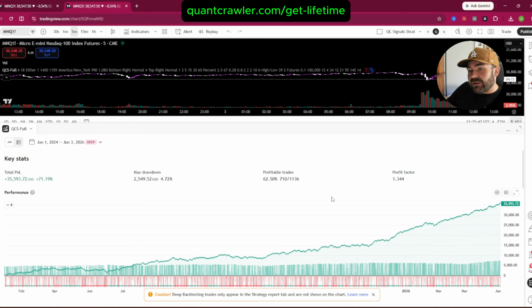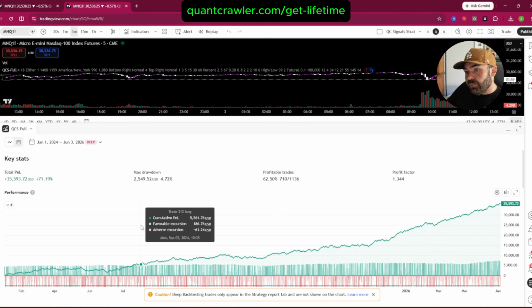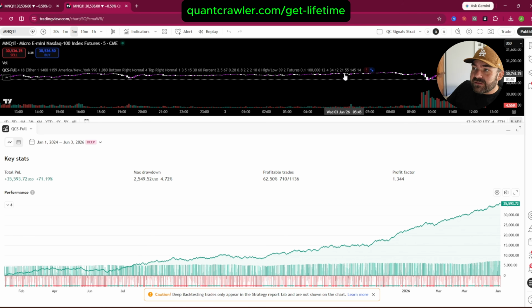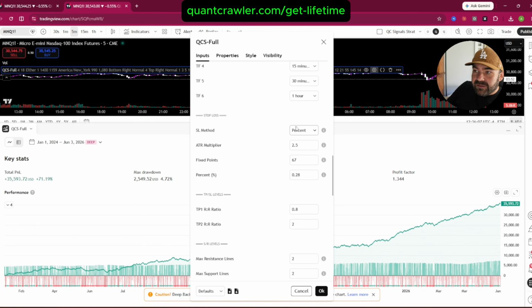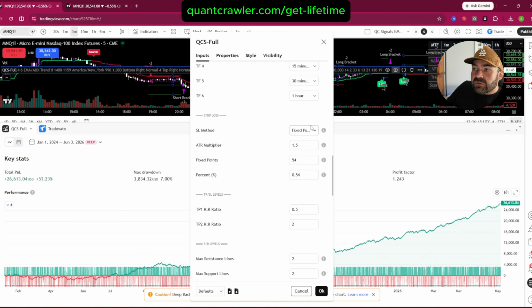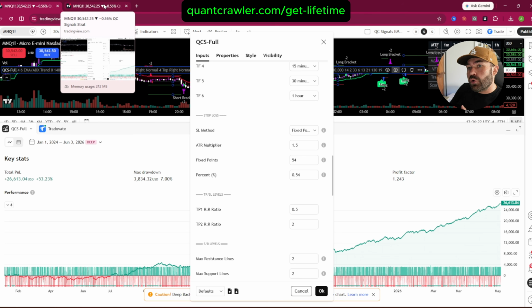So this is the one here that has the percentage base. You can see when I click through the difference, the P&L on this one is 35,593 and the drawdown is 2,500 with a 62.5% win rate and a profit factor of 1.3. So again, the difference is this right here in the stop loss method. This one is set as percentage and it's 0.28. This one over here is fixed at 54 points. So they just scale different. The percentage based actually gives more room to breathe, but more room for correction as well.